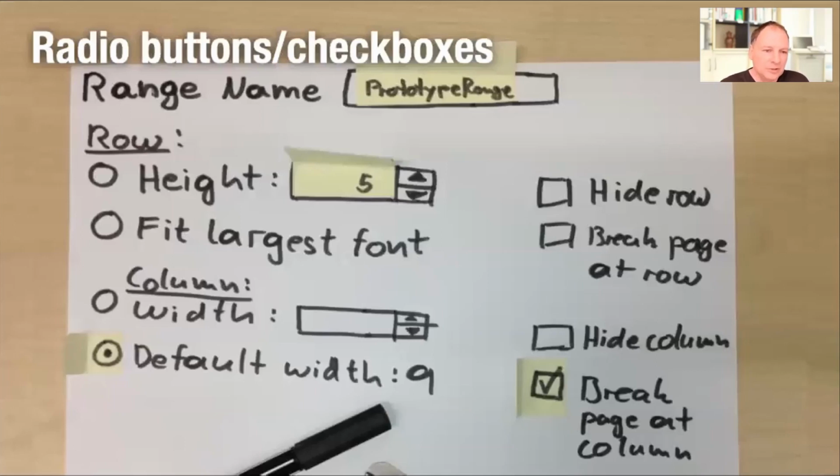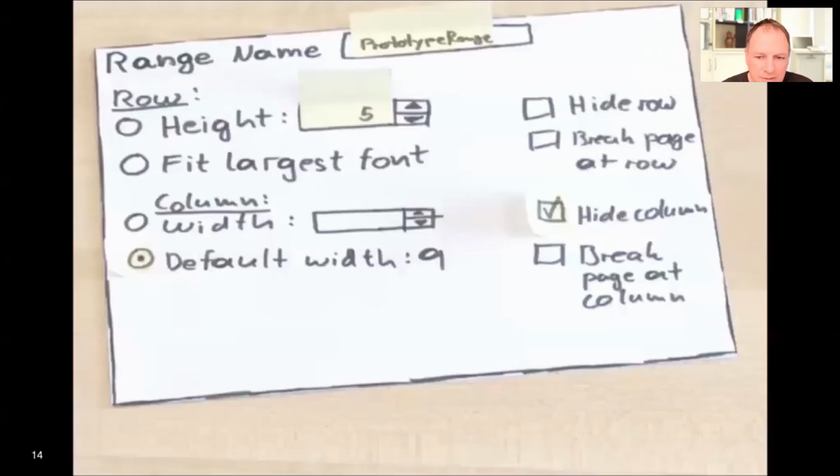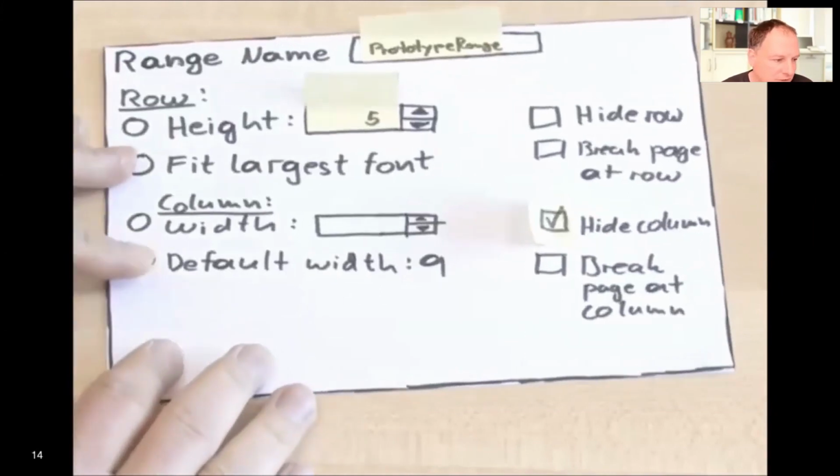So here's an example of a post-it prototype that has radio buttons and checkboxes in there. As you can see here, this is some kind of dialogue where you set a couple of things, maybe for printing or for exporting a table. And I'm going to show you a quick video of this running so that you can see the interaction happening. So here's the prototype, and now we start interacting with it.